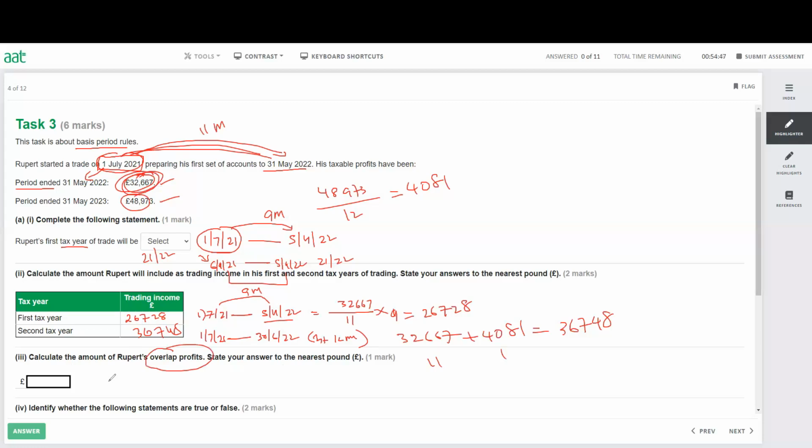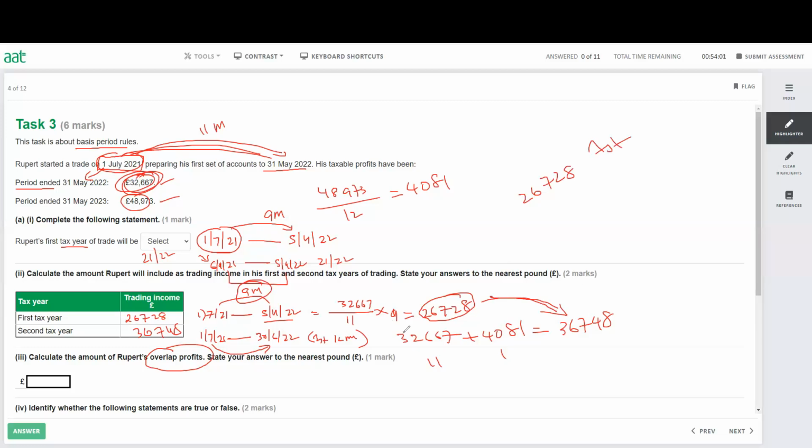Overlap profit. Now we can see here, the first 9 months I'm calculating from July to 31st of March, that is 5th of April. And again, I started from 1st of July. That means this 9 months is completely overlap. So that means this 26,728 is already inside of the second tax year, because I started my second tax year from July to June. This 9 months is already inside the next tax year. So this is my overlap profit, 26,728. That's my first overlap profit.